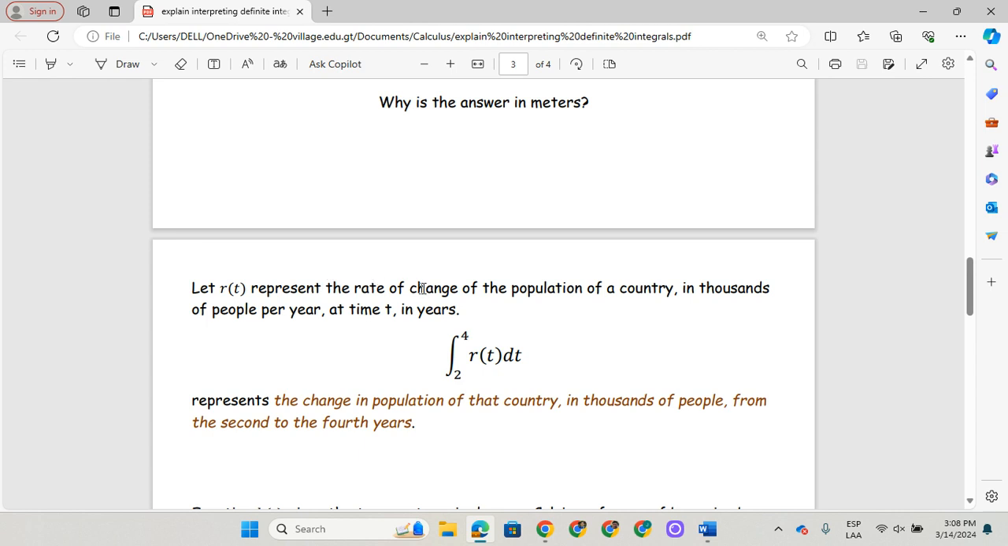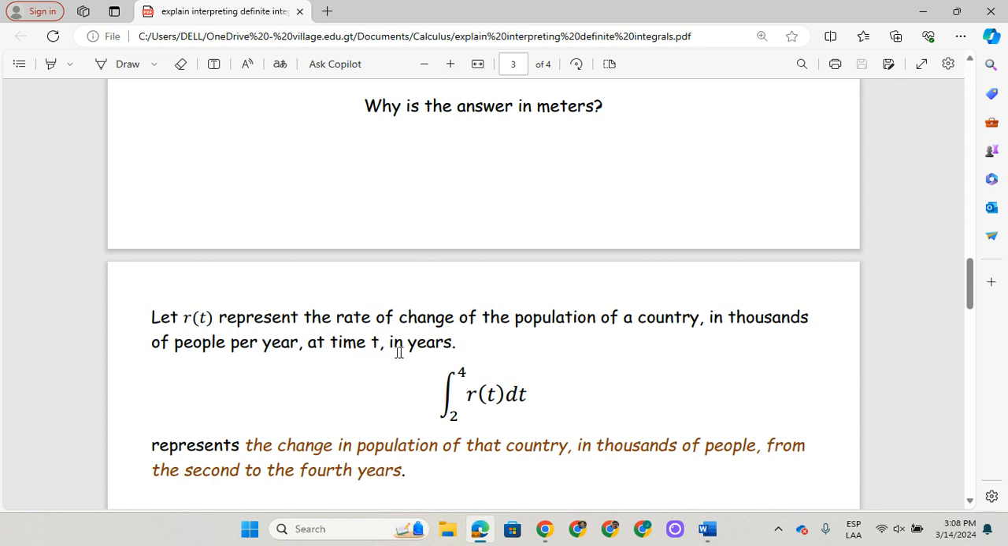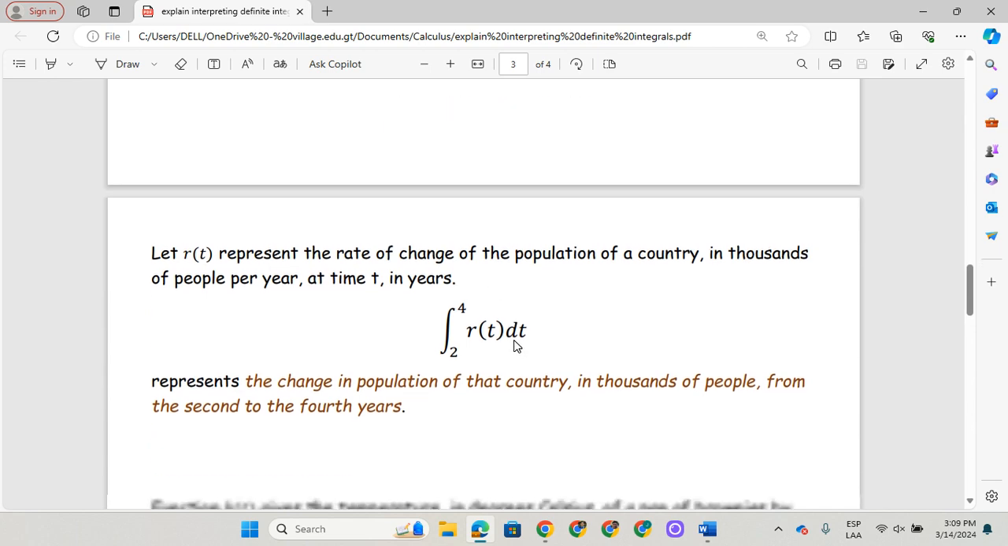Let R of t represent the rate of change of a population of a country in thousands of people per year at time t years. So what does this represent? The integral from 2 to 4 of r of t with respect to t. It represents the total change in population of that country in thousands of people from the second to the fourth years. The total change in population.